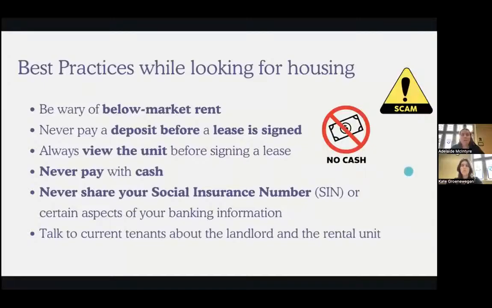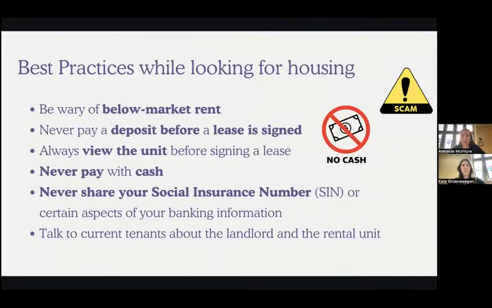So I'm going to go over some best practices while looking for housing. So these are some things you should be cautious of while in the process of looking for housing. So first, any unit that has rent that is very low is likely too good to be true. In the context of rent geared to income housing, below market rent will make sense. Otherwise, this is something to be cautious of.